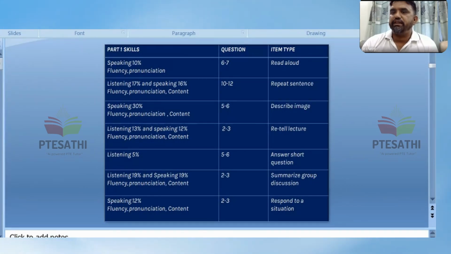And nowadays in describe image, content is going to be assessed by a human evaluator. So certain things have changed, and we will talk about that in detail in the days to come. But this is how your speaking test looks like in the real examination.